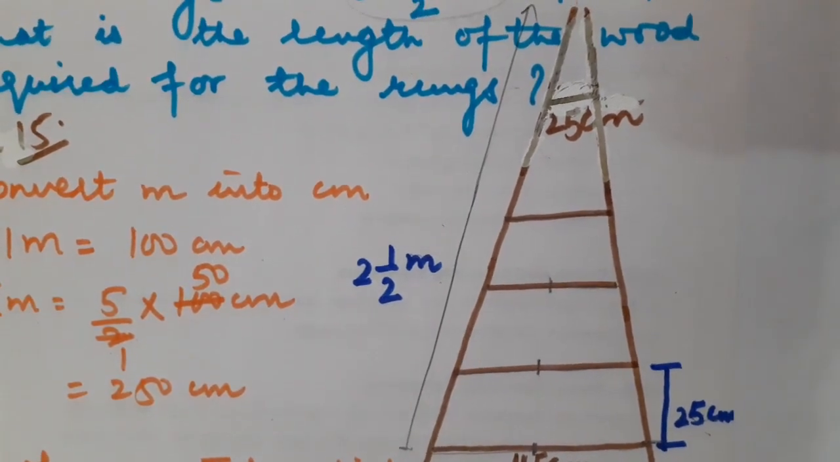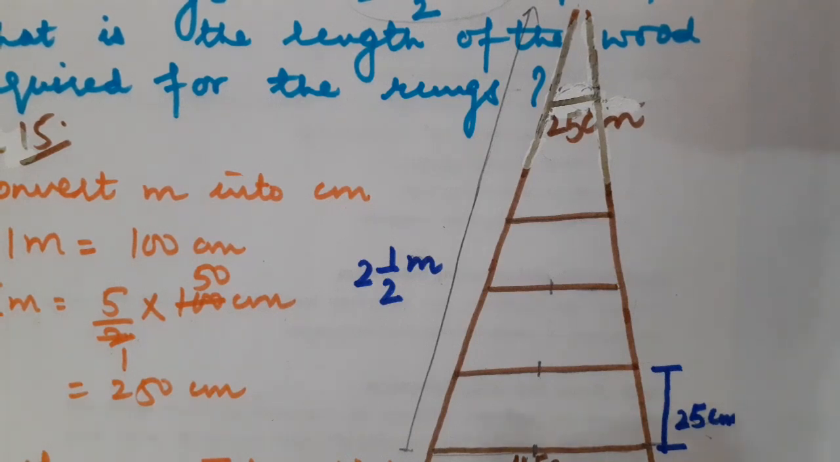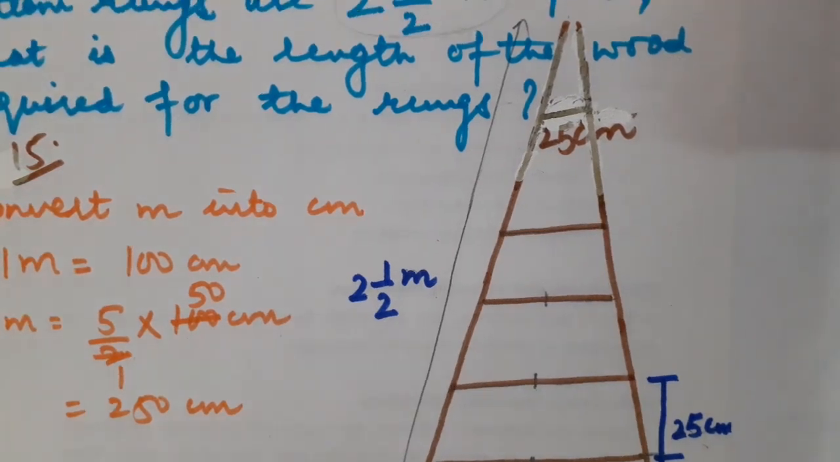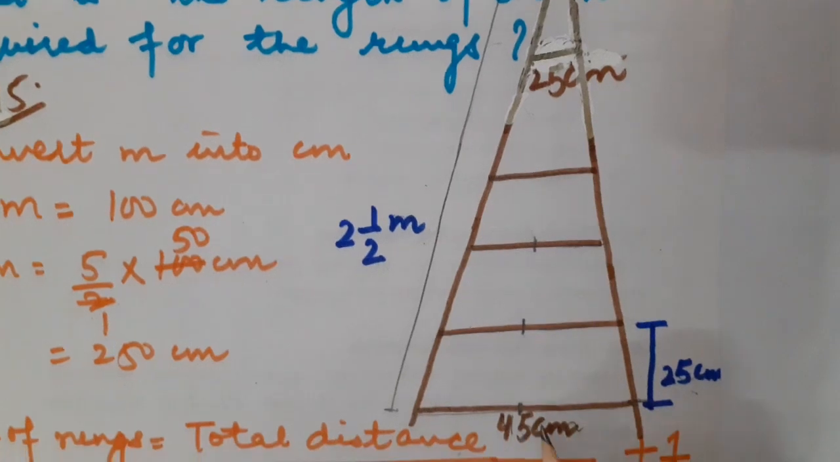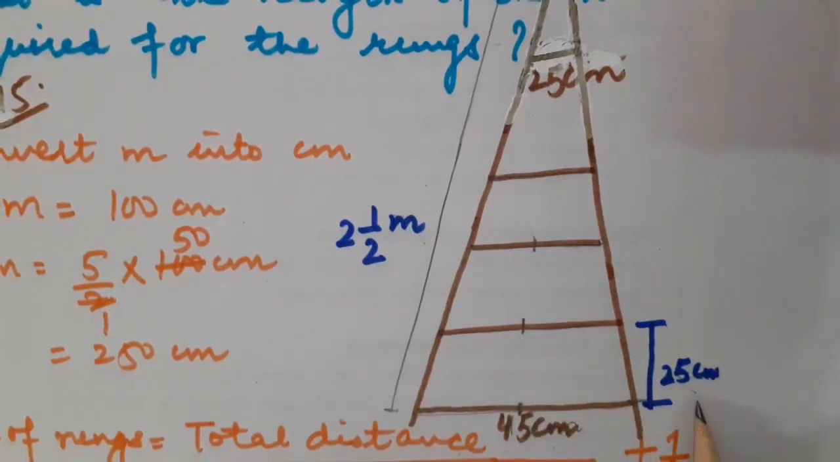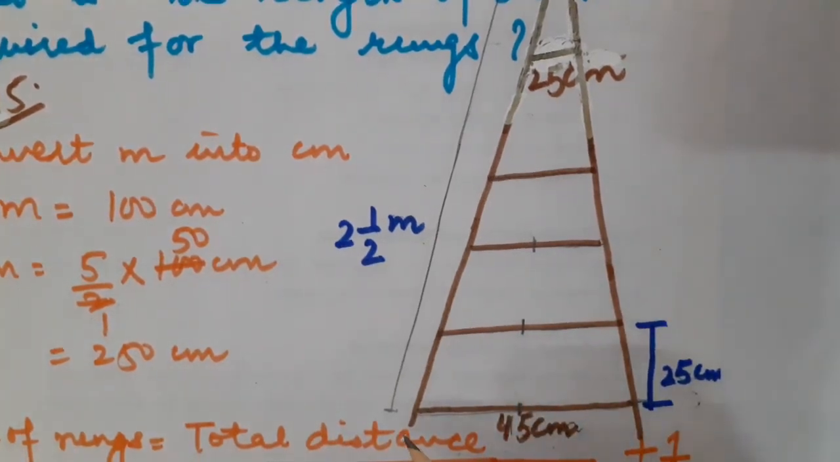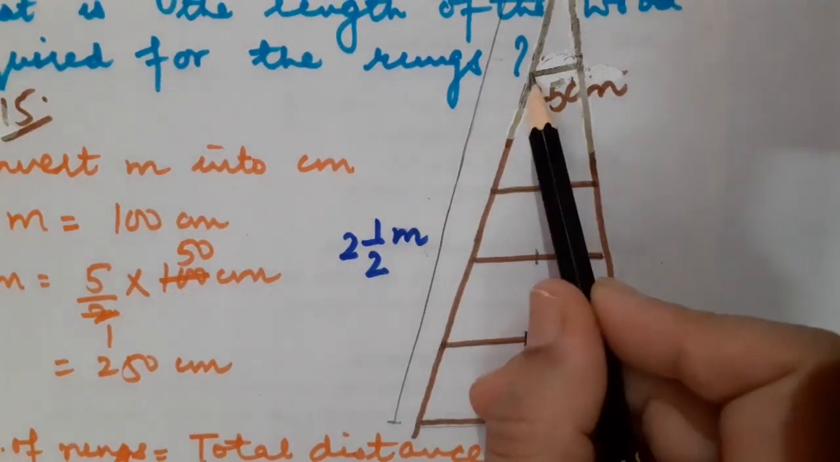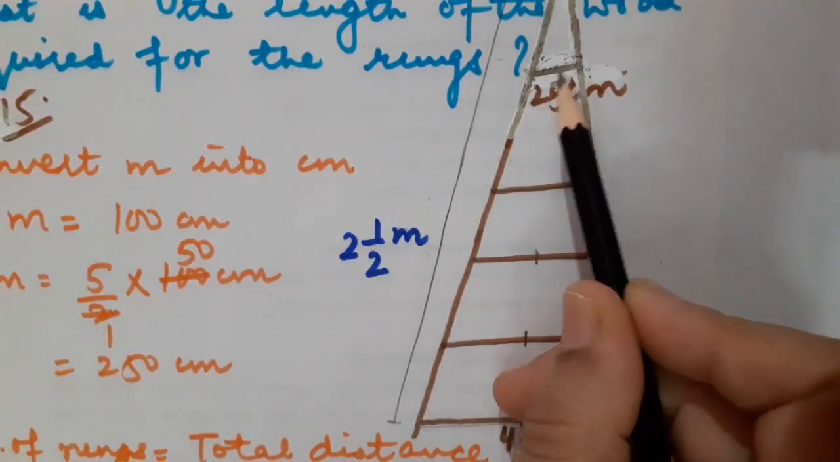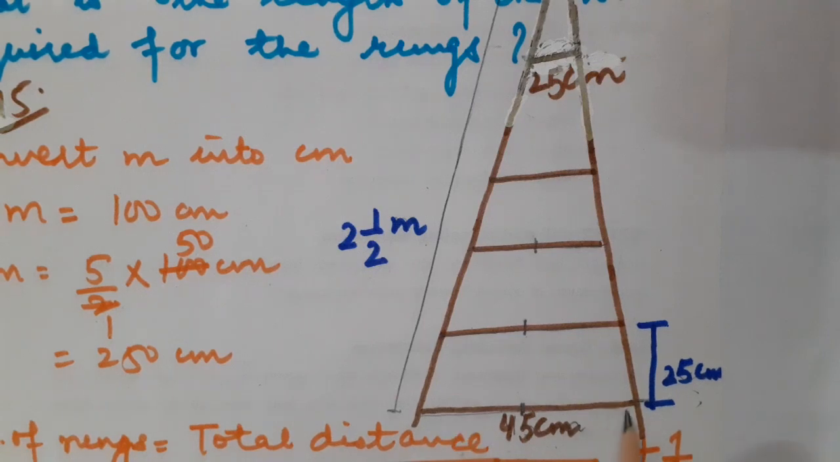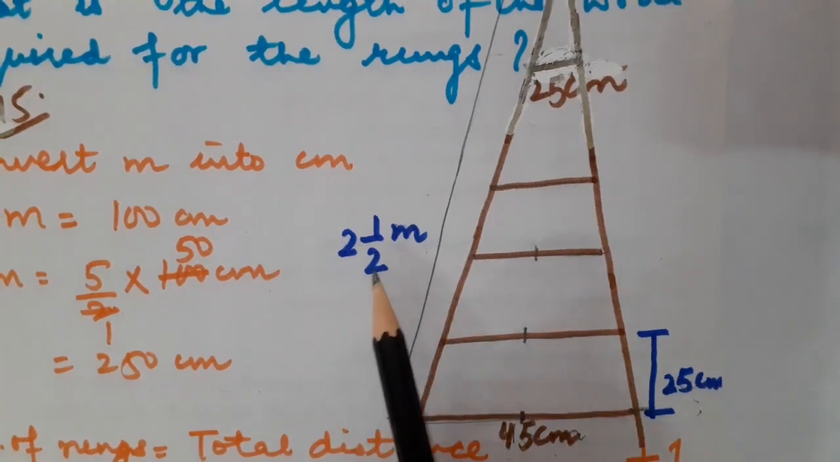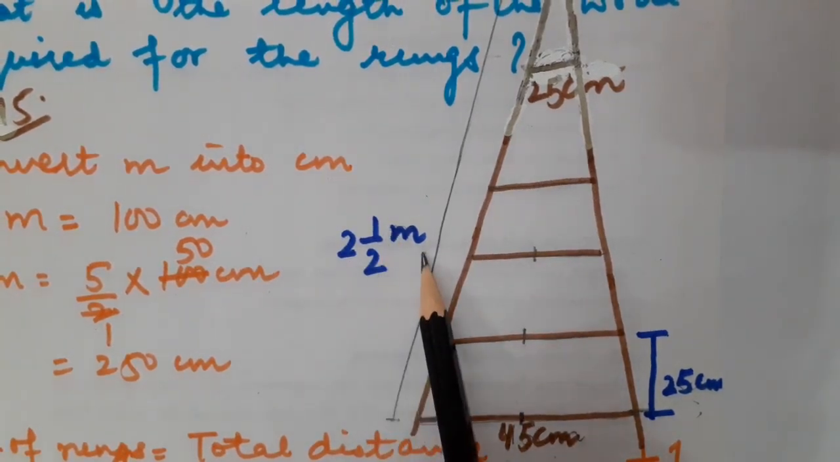Now, what is given in the question? The gap between two consecutive rungs is 25 centimeter, children. You can see over here. And the distance between the top rung, whose length is 25 centimeter, and the bottom rung, whose length is 45 centimeter, is 2 whole 1/2 meters.